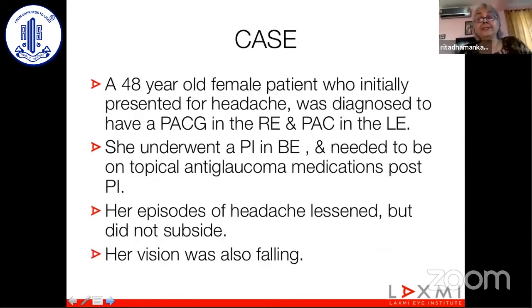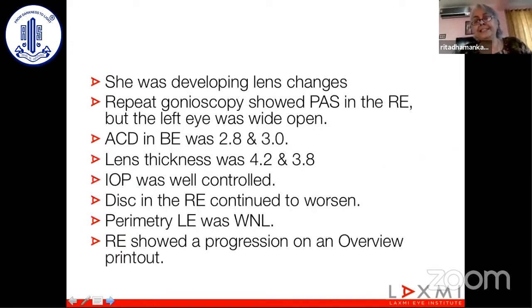Now, this is a case of a 40-year-old female patient who initially presented with a headache, was diagnosed to have a primary angle closure glaucoma in the right eye and a primary angle closure in the left eye. So she underwent a peripheral iridotomy in both the eyes, and she needed to be on topical anti-glaucoma medications even post her iridotomy. Her episodes of headache lessened, but they did not really subside, but her vision continued to fall. She was developing lens changes. A repeat gonioscopy showed that there were peripheral anterior synechiae in the right eye, but the left eye was very wide open. So I did all her parameters.